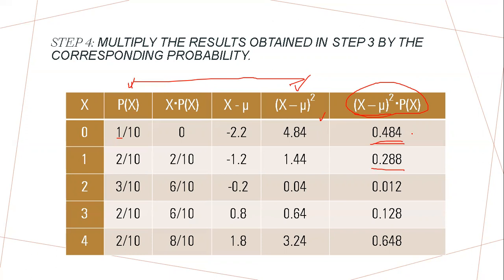Okay? Maximum na yung 3 decimal points. Then proceed tayo. We have 3 times 0.04 divided by 10, we have 0.012. Okay? Then for this one, we have 2 times 0.64 divided by 10, we have 0.128. And the last one, we have 2 times 3.24, we have 0.648.